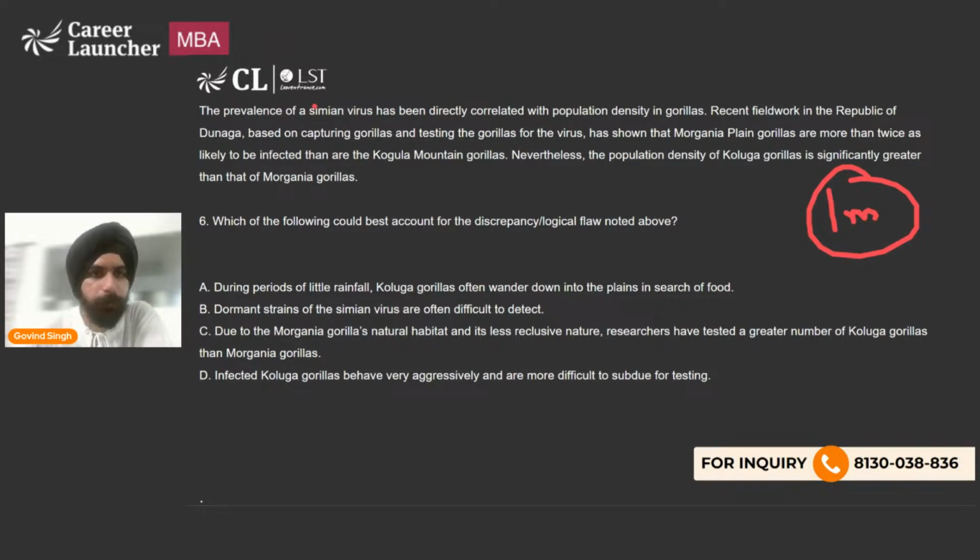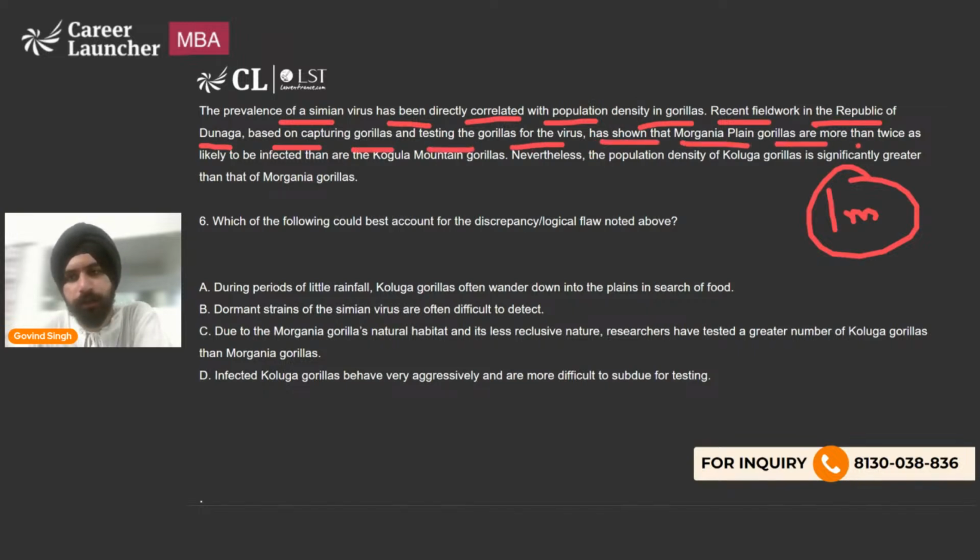Let's look at it. The prevalence of a simian virus has been directly correlated with the population density in gorillas. Recent fieldwork in the Republic of Dunaga, based on capturing gorillas and testing the gorillas for the virus, has shown that Morgania plain gorillas are more than twice as likely to be infected than the Kogula mountain gorillas. Nevertheless, the population density of Koluga gorillas is significantly greater than that of Morgania gorillas.